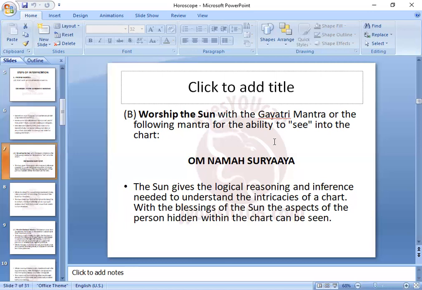The sun gives the logical reasoning and inference needed to understand the intricacies of a chart. So this is very, very important. A client may have 100 problems, but as the astrologer, you need to have a very good sun to pinpoint the exact cause where the problem is happening. So with the blessings of the sun, the aspects of the person hidden within the chart can be seen. So this is very, very important.